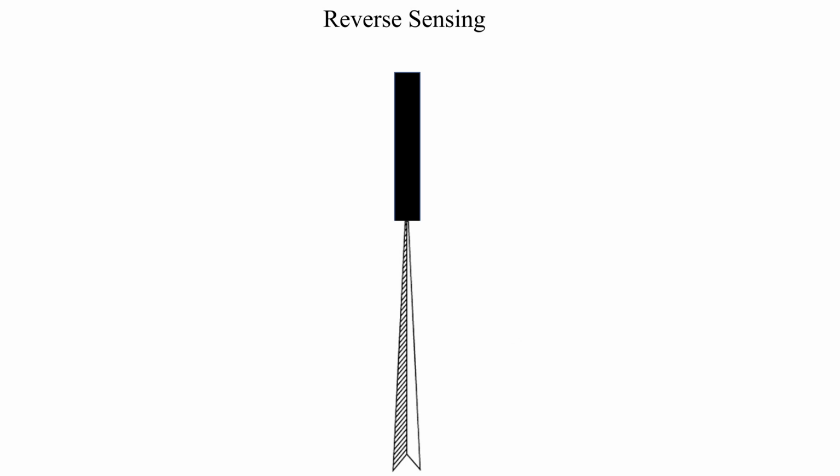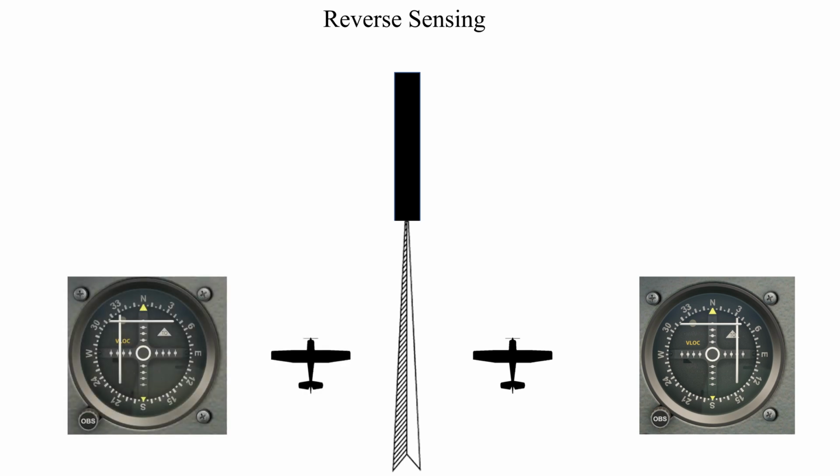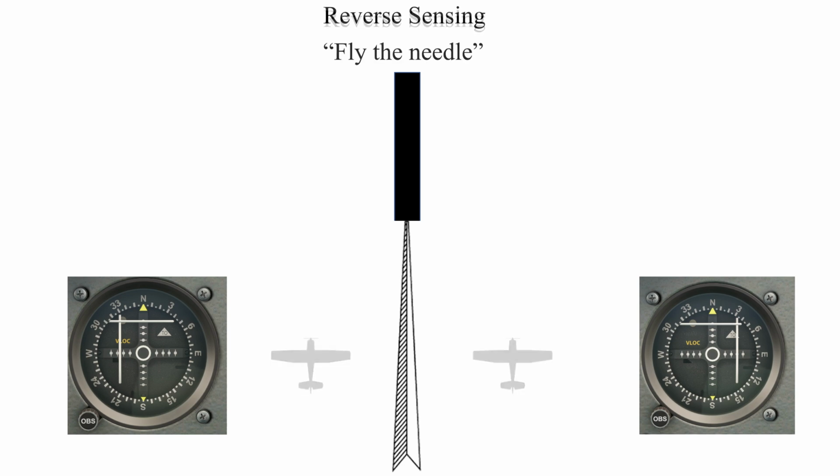With reverse sensing, everything is backwards. If you're right of course, the needle will be deflected to the right, and if you're left of course, the needle will be off to the left. A lot of pilots will use the phrase, "fly the needle," to remember how a back course is depicted and which way they should fly to course correct. This means you should visualize the CDI needle as your aircraft and the center of the instrument as your course.